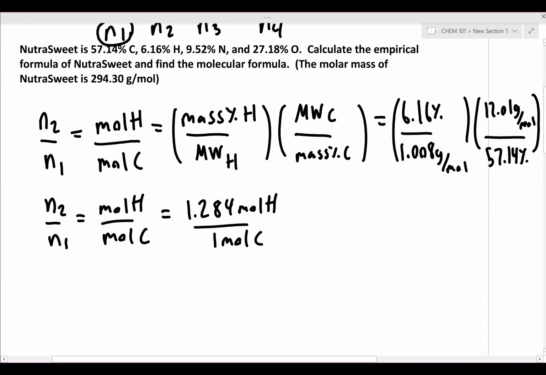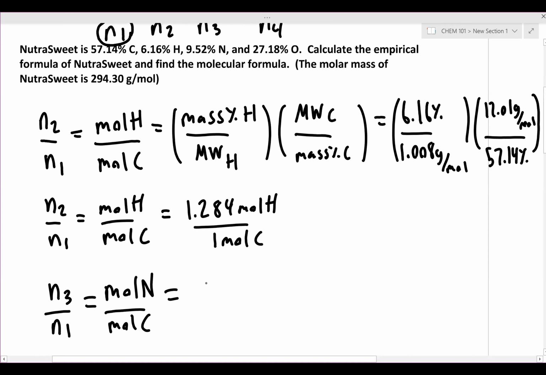Our next step is to write out another mole ratio. The key feature of each of these mole ratios is that we are always having our ratio with respect to N1, with respect to carbon. So the next element in our list is nitrogen. So N3 over N1 is the moles of what? What did we designate as N3? Nitrogen. So this is the moles of nitrogen per mole of carbon.